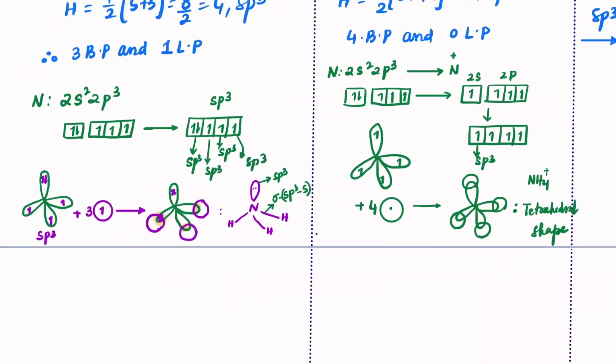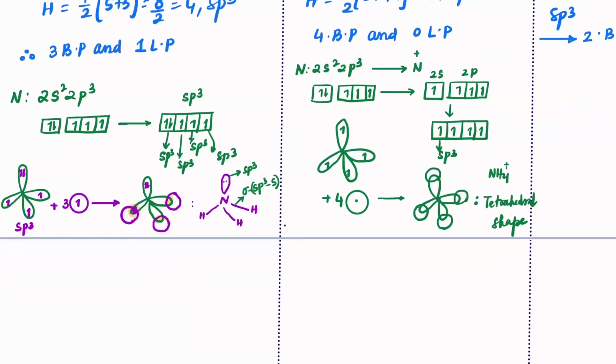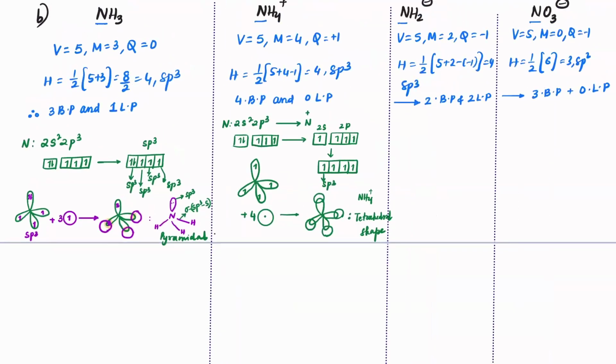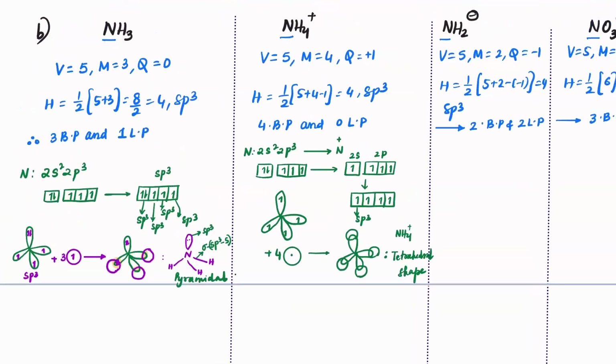But what about earlier here? What was the shape which you found here? This one is a pyramidal shape because when it comes to shape, we do not count the lone pairs. We only count the bonded pairs. So this is pyramidal shape. So ammonia is pyramidal, ammonium is tetrahedral.